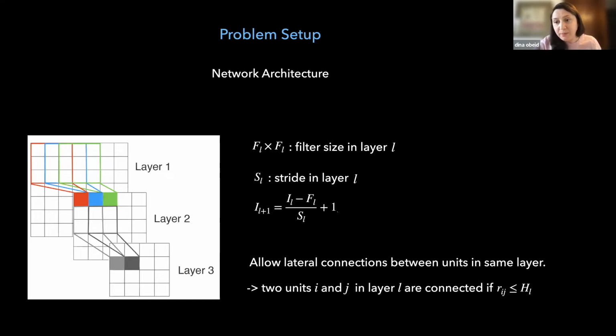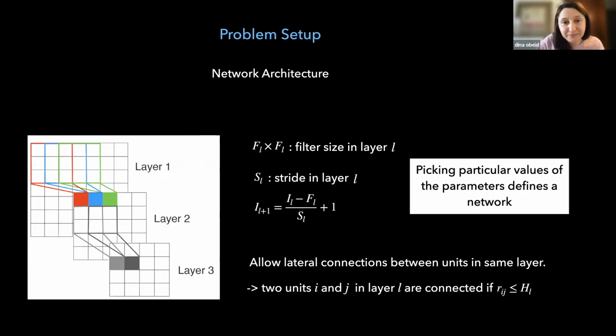except that we don't have padding, the zero padding. And what I'm gonna do extra is allow lateral connections if I want to. And I'm gonna allow different lateral connection lengths in different areas. So picking particular values of your parameters will give you a particular network. Every time I pick a filter size, the length of my initial layer, the stride, the horizontal connections in every layer, I have a network.